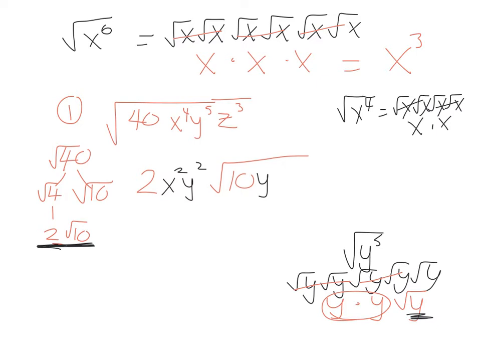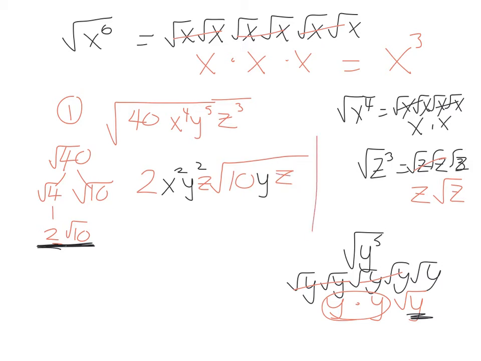And now I'm going to do the same thing for z to the third, writing it 3 times. First 2 come out just z on the outside and 1 z on the inside. And this is how I'd write my answer.